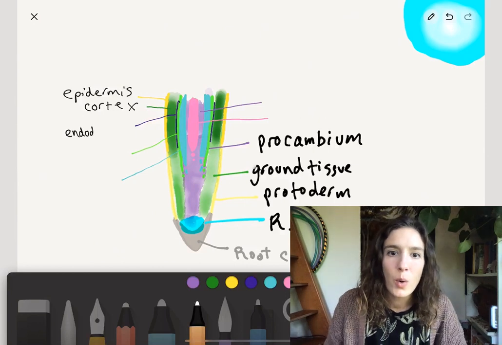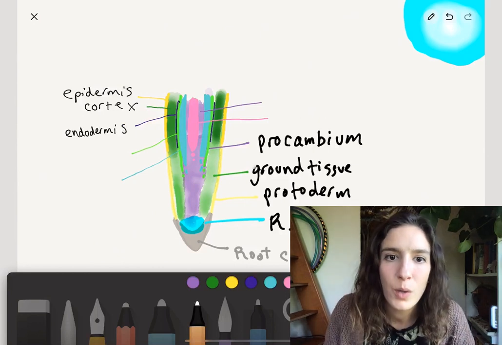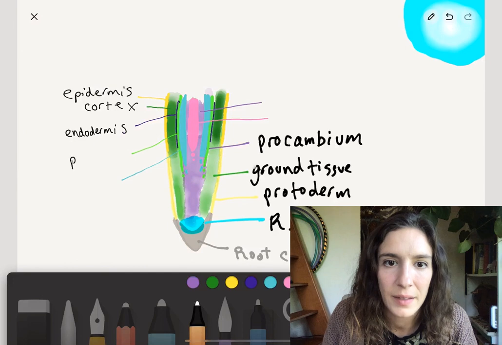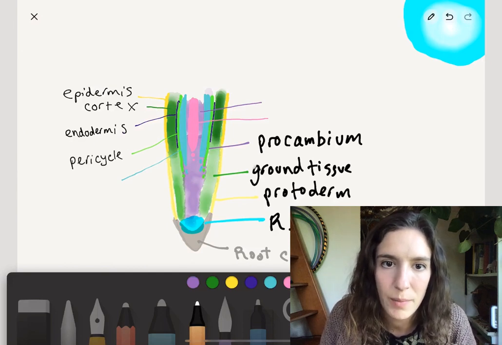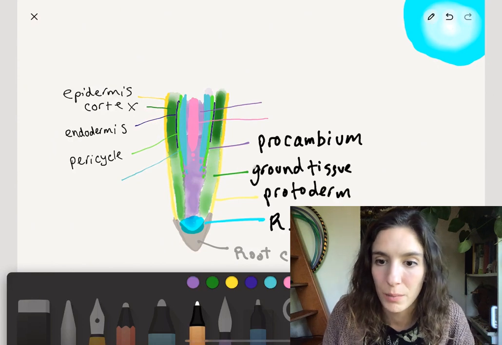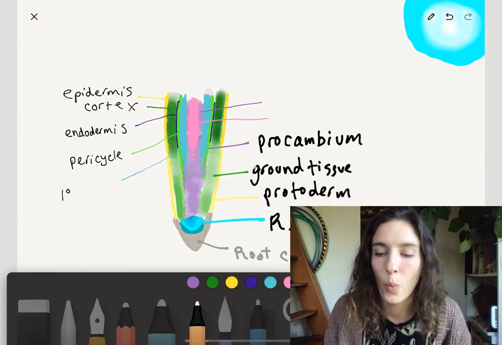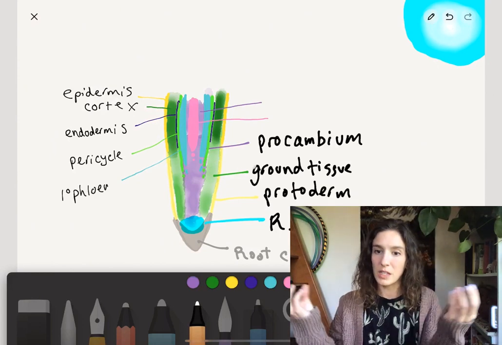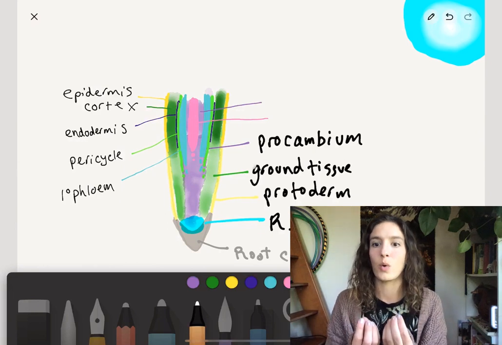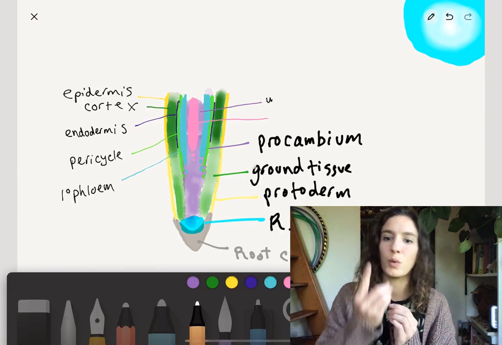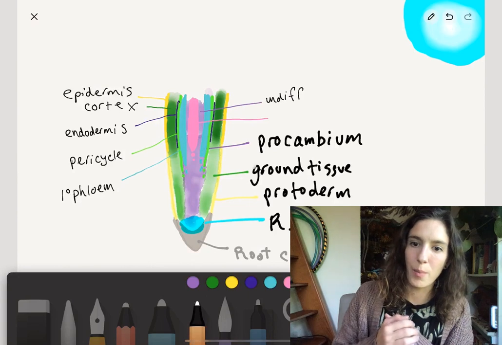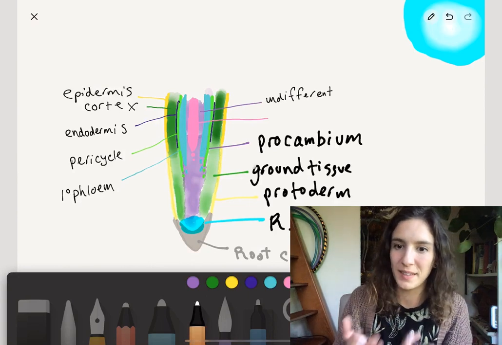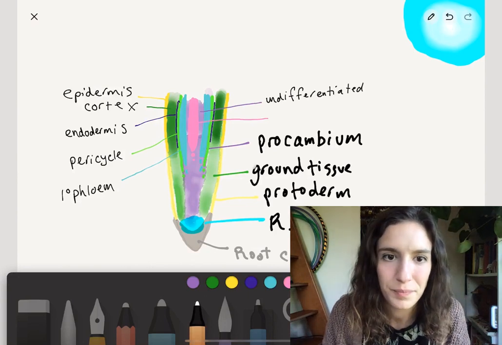Okay, so we've also got a couple of other things being labeled here. Once the phloem has developed, then it would make sense for the primary xylem to develop. This is where the water that's being absorbed from the root hairs is going to first make it into the center of the root, which will then go up towards the leaves, where the leaves need water.